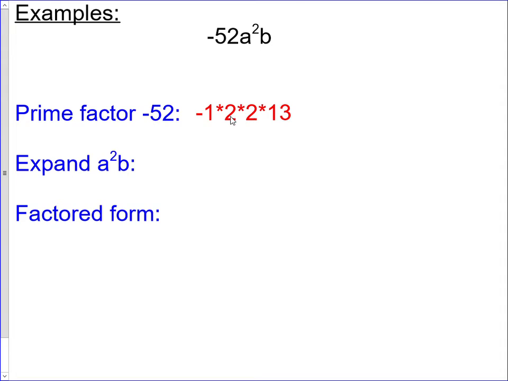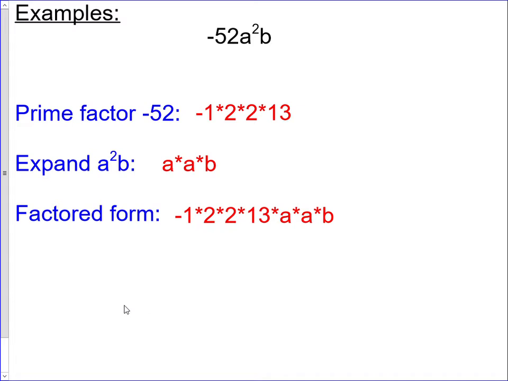So let's look at this. 2 times 2 is 4, and 4 times 13 is 52. That's kind of a card player's number there. And then if we take that 52 and we multiply it by negative 1, we're back to our negative 52. Now we're going to go ahead and expand a to the second power b, which would be a times a times b. So negative 52a squared b, if we factored that completely, it would be negative 1 times 2 times 2 times 13 times a times a times b.